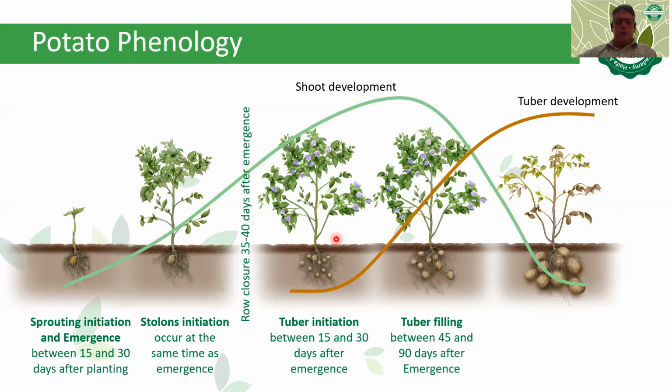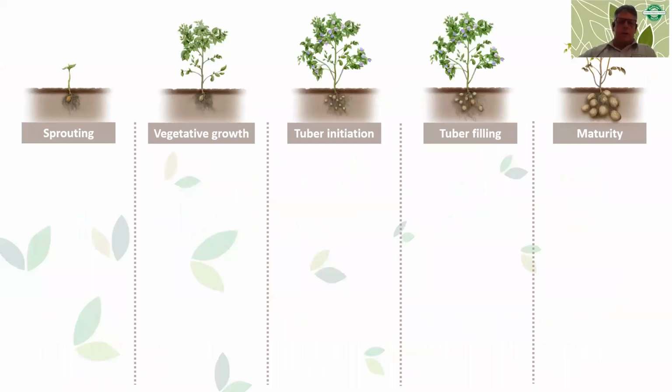And then your tuber filling stage, which is your critical stage, 45 to 90 days after emergence. So it's in that period that your tuber filling is happening, and then your maturity and harvesting from 90 to 120 days, depending on the variety and depending on your day length that you would have.